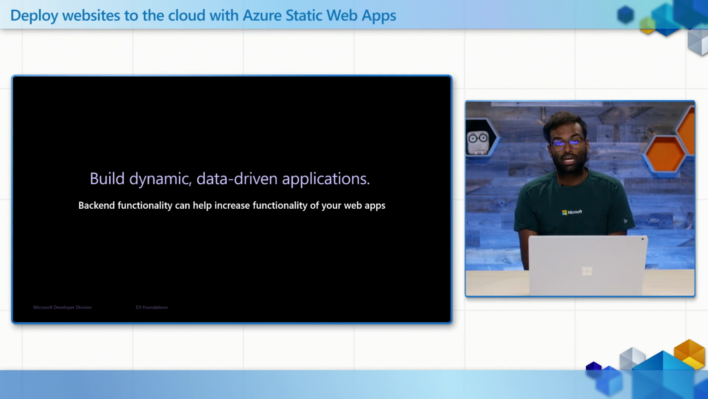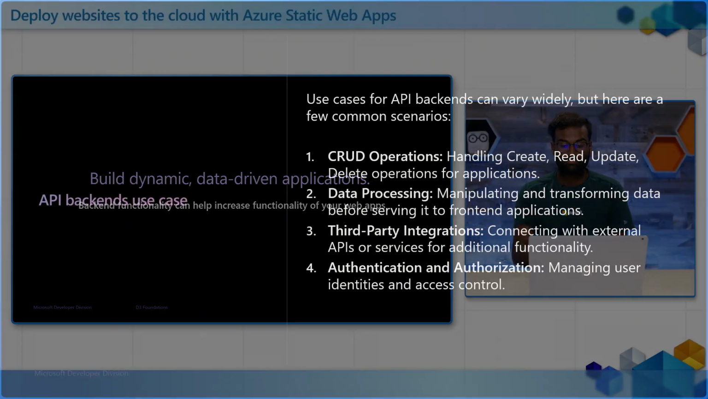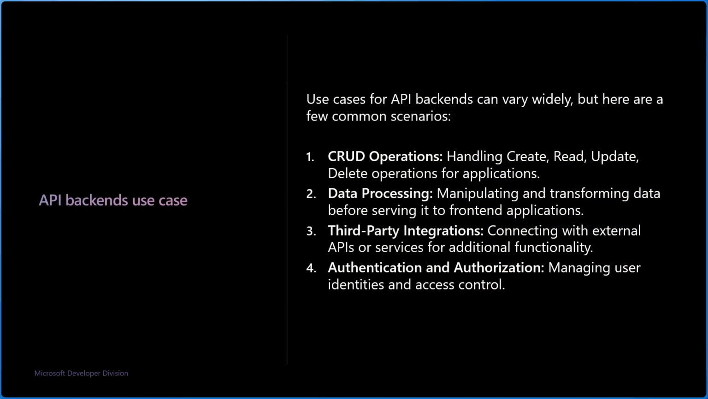API backends allow you to build dynamic, data-driven applications and can handle various tasks like data processing, interacting with databases, and integrating with other third-party services. Azure provides several compute options for creating these backends with Azure Static Web Apps as your front end. These compute options include Azure Functions, Azure Container Apps, and Azure App Service. Let's go through the various use cases and compute options available for your Azure Static Web App deployment.